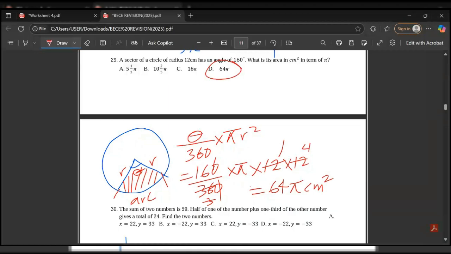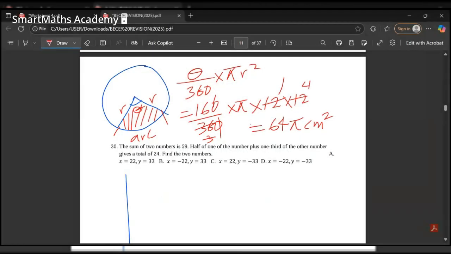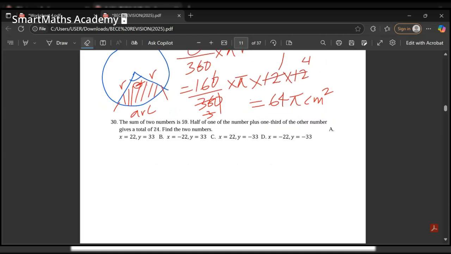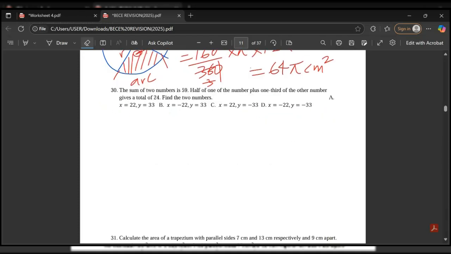Okay? Then the last question I'm going to solve here before I entertain further questions is question 30. The sum of two numbers is 59. Half of one of the numbers plus 1/3 of the other number gives a total of 24. Find the two numbers. So this is going to lead to what we call simultaneous equation. This is a problem involving simultaneous equation.